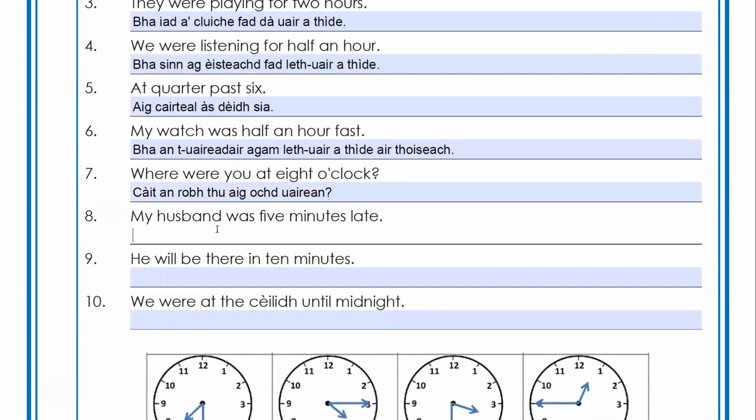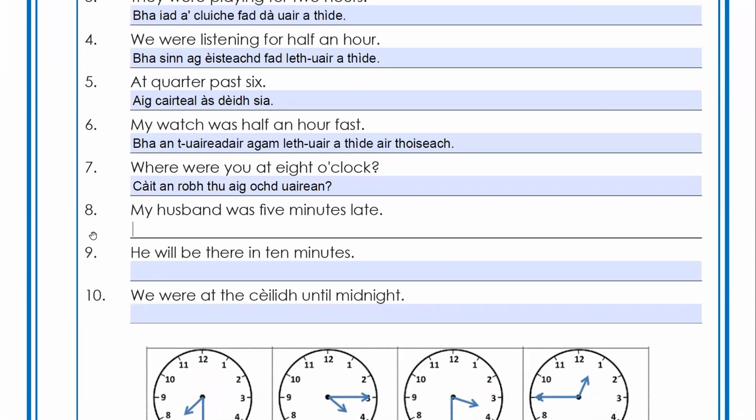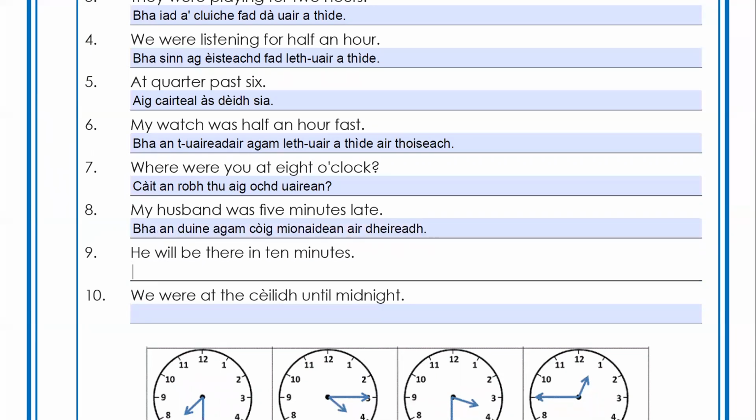My husband was 5 minutes late. So past tense, bha an duine agam. That's the word for my husband. Bha an duine agam còig mionaidean air deireadh. My husband was 5 minutes late. Typical.